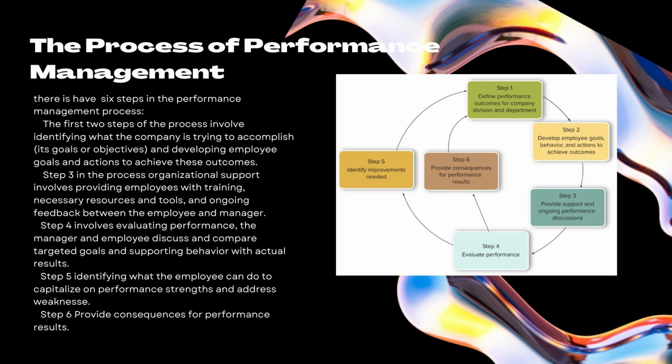Step 3. In the process, organizational support involves providing employees with training, necessary resources and tools, and ongoing feedback between the employee and managers. Step 4 involves evaluating performance. The managers and employee discuss and compare target goals and supporting behavior with actual results. Step 5, identify what the employee can do to capitalize on the performance strengths and address weaknesses. Step 6, provide consequences for performance results.